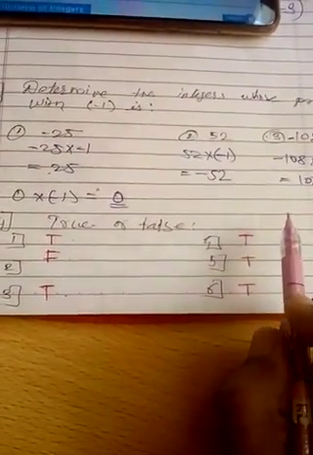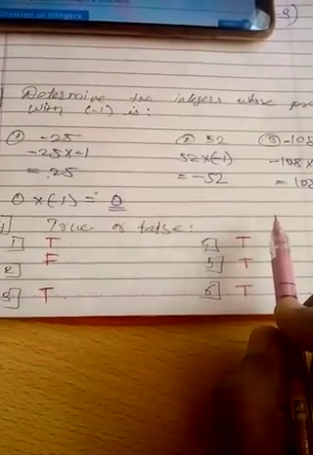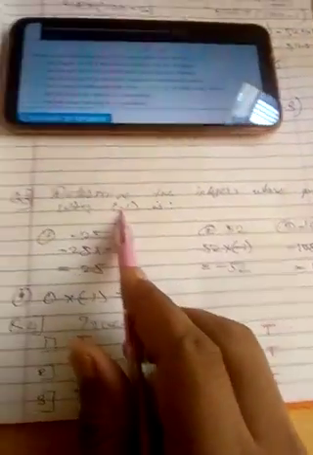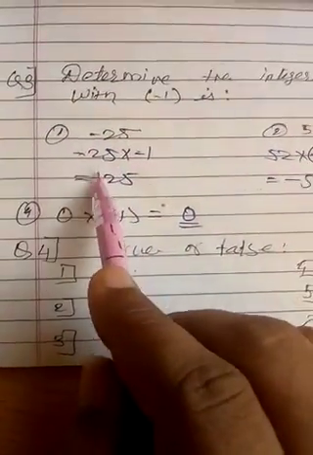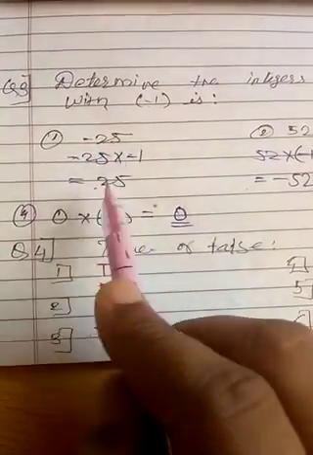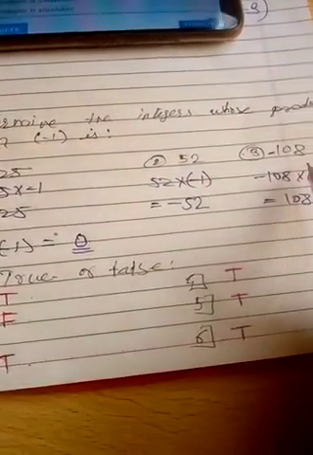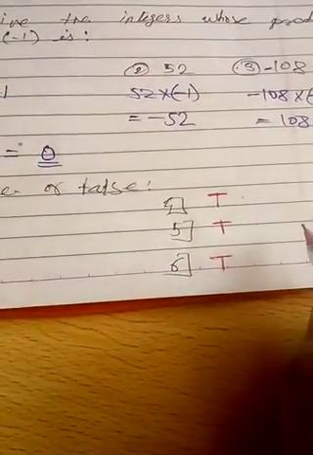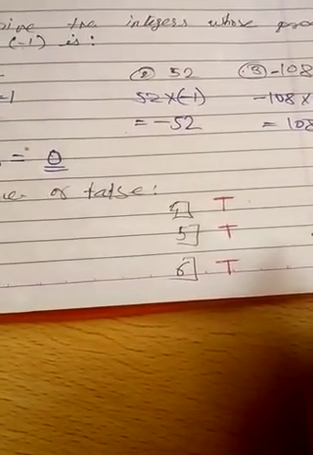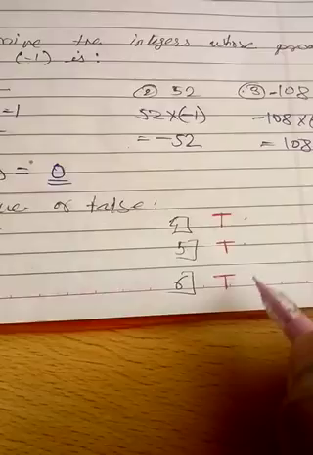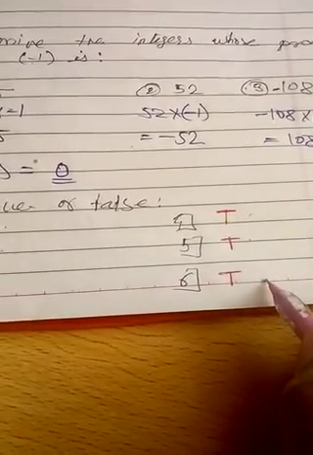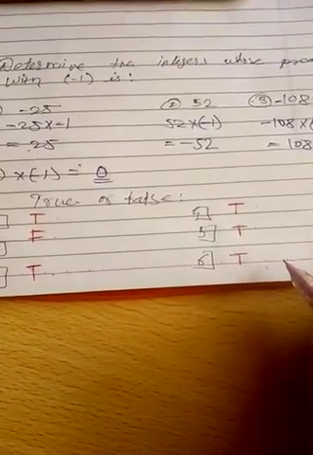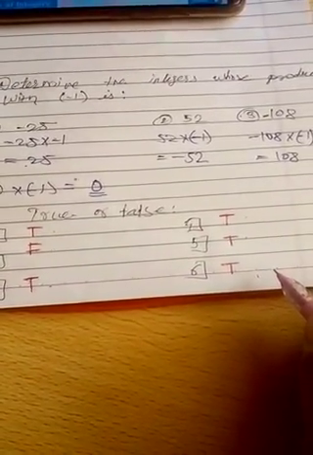Fourth, every integer when multiplied by negative 1 gives its additive inverse. Yes, it is true. Just now we saw, multiplied by negative 1, the answer is coming as its inverse. Negative 21 gives 21, 52 gives negative 52, negative 108 gives positive 108. Okay, and the next question: multiplication of integers is commutative. Yes, commutative is true, and multiplication of integers is associative. Yes, it is true.